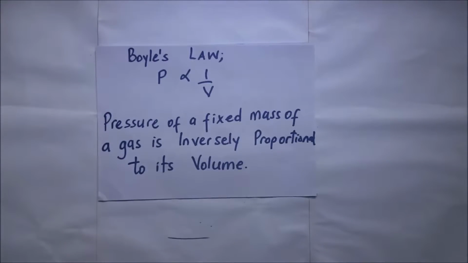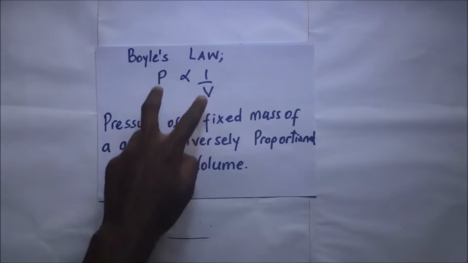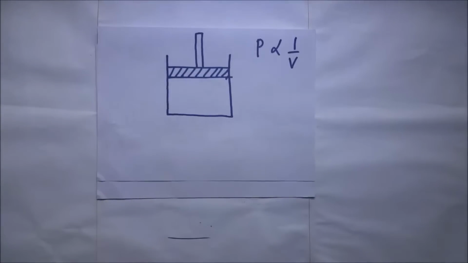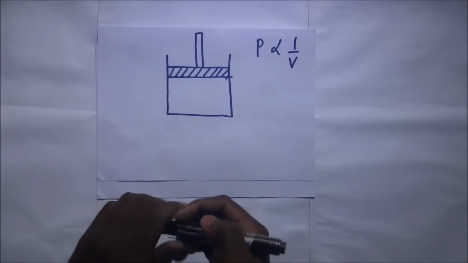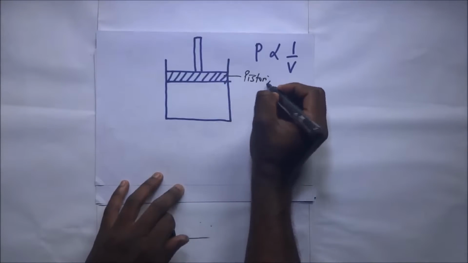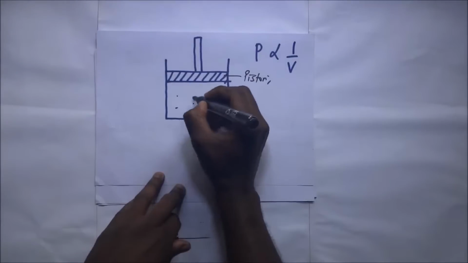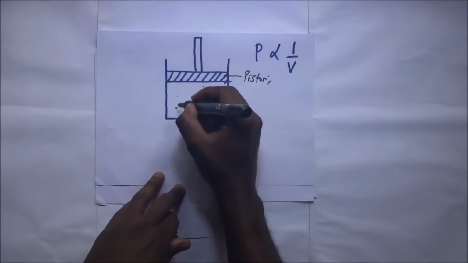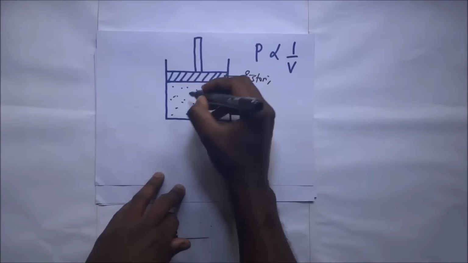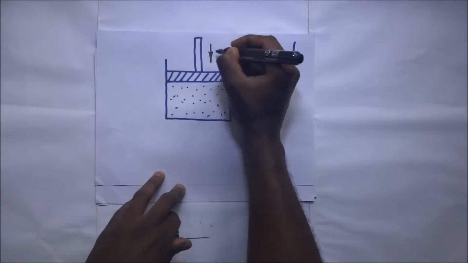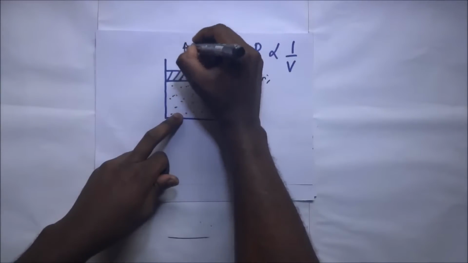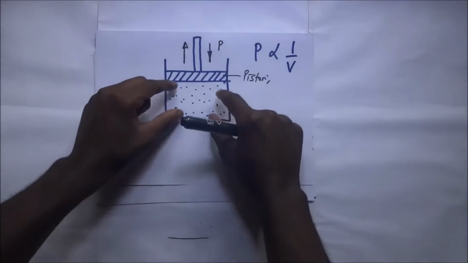So how do we use the kinetic theory to explain this relationship? Well, let's look at this diagram. This is a container with a piston, and in here we have a gas. Take note, this is a fixed mass of gas we are dealing with. When we push in this piston, we are increasing the pressure of this gas, and of course when we pull this piston out, we are reducing the pressure of this gas.